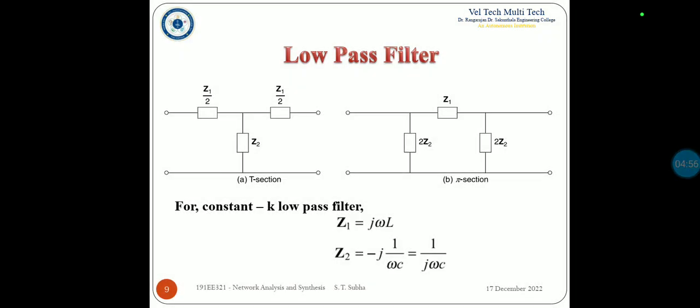Now let us discuss in detail about low pass filter. Figure shows T section and pi section of a low pass filter. Now, for a low pass filter, consider Z1 as inductive reactance while Z2 as capacitive reactance. That is Z1 equal to j omega L, Z2 equal to minus j by omega C.